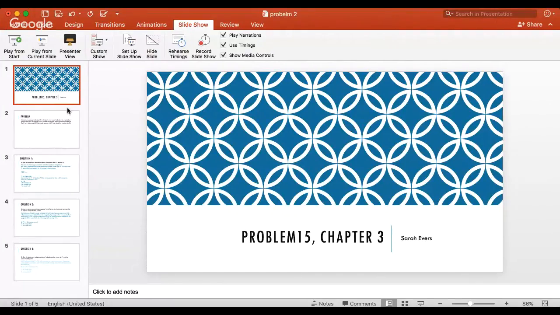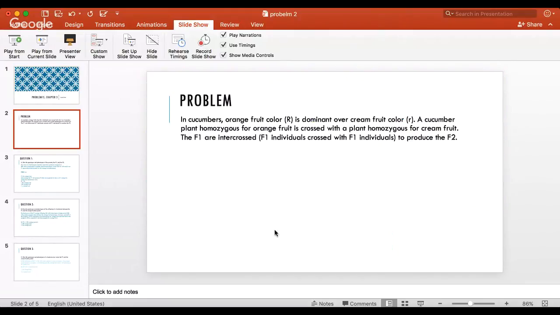Okay, so we are doing problem 15 in chapter 3. So the problem is: in cucumbers, orange fruit R is dominant over cream fruit little r. A cucumber plant homozygous for orange fruit is crossed with a plant homozygous for cream fruit. The F1 are intercrossed to produce the F2.